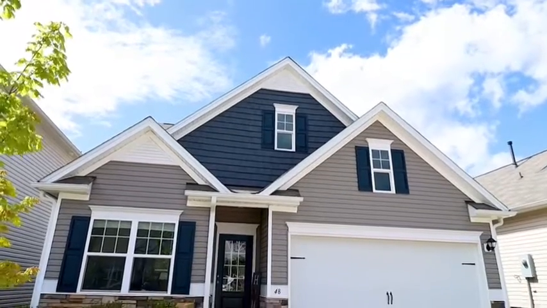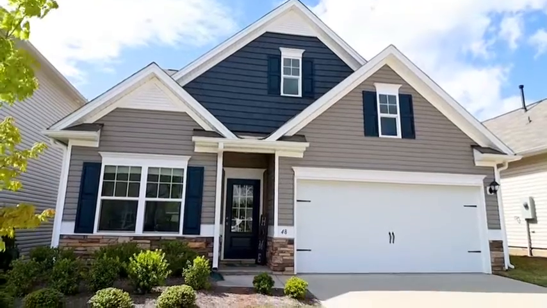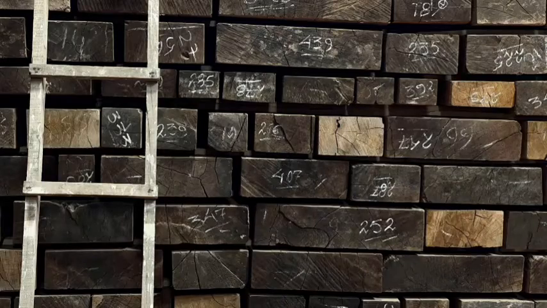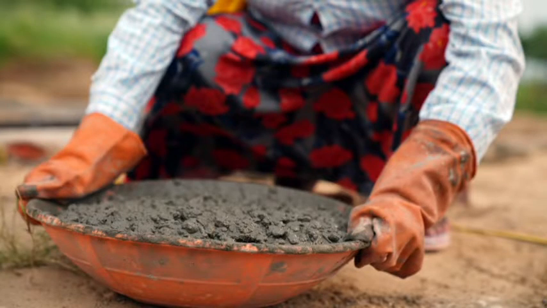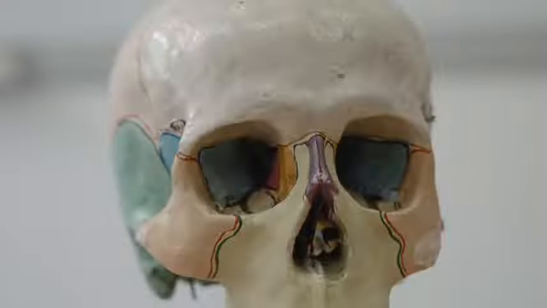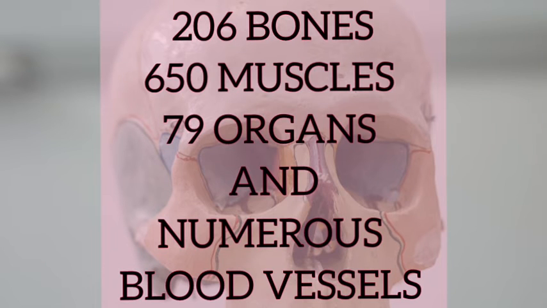Do you know how the human body is similar to a house? Just like a house is made up of bricks and blocks, sand and cement, concrete, wood and timber, a human body is composed of 206 bones, 650 muscles, 79 organs, and numerous blood vessels, which are approximately 60,000 miles long. That's long enough to go around the world more than twice.